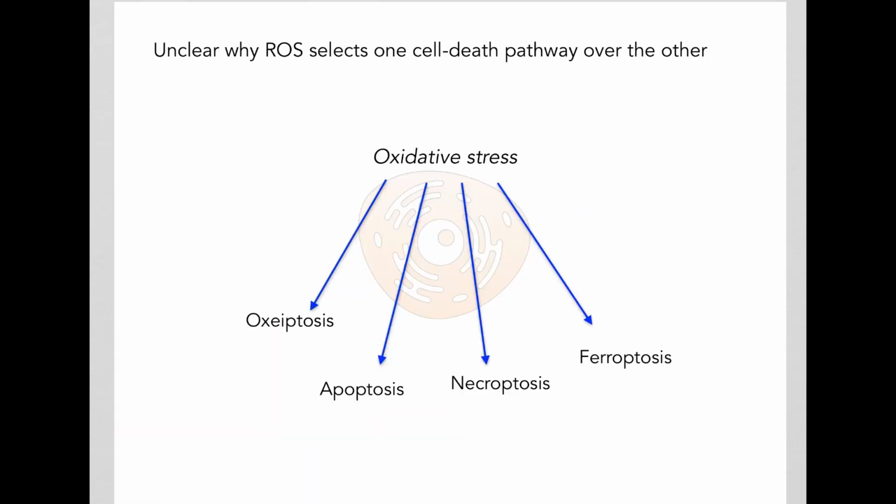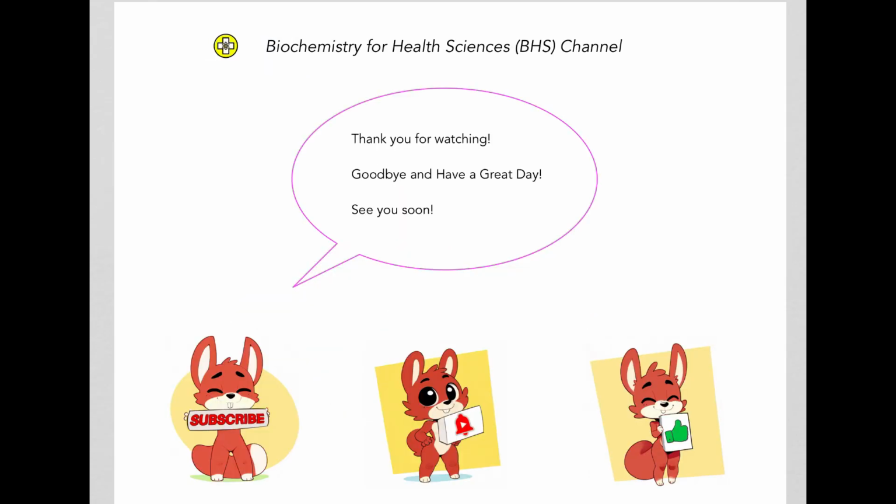It's also intriguing why a cell that is facing oxidative stress would choose a certain programmed cell death over another. So there are several ways a cell can die by oxidative stress, including oxieptosis, apoptosis, necroptosis, as well as ferroptosis. Why one pathway over the other, we are still uncertain. So that's a little bit about this programmed cell death called oxieptosis.